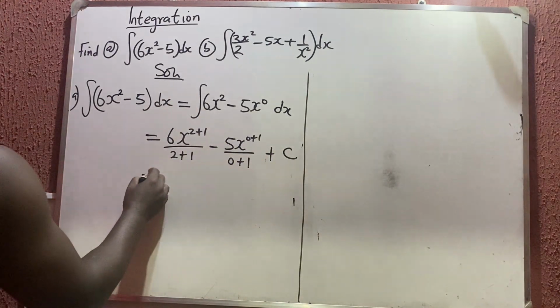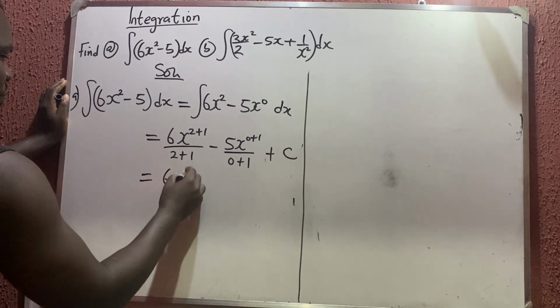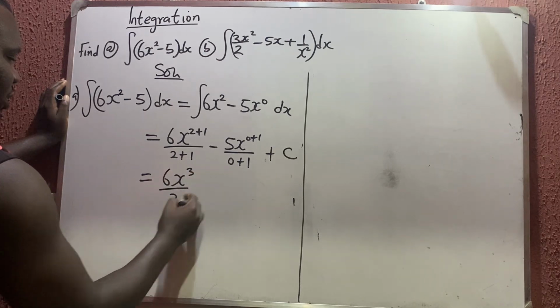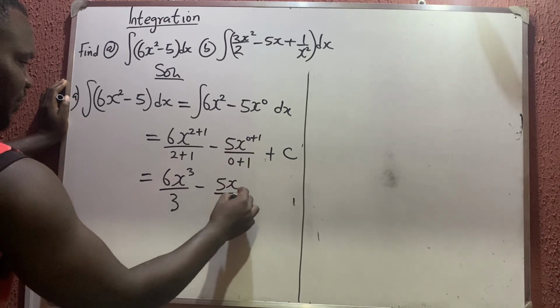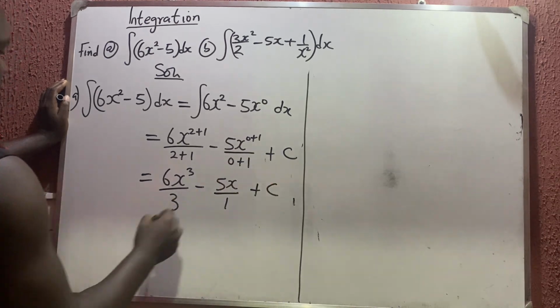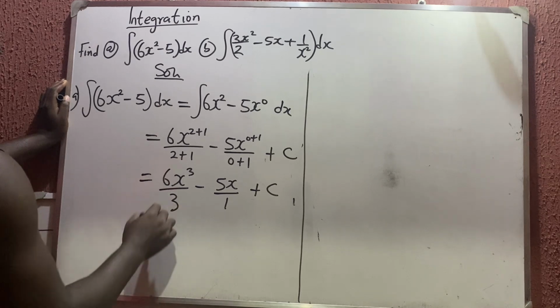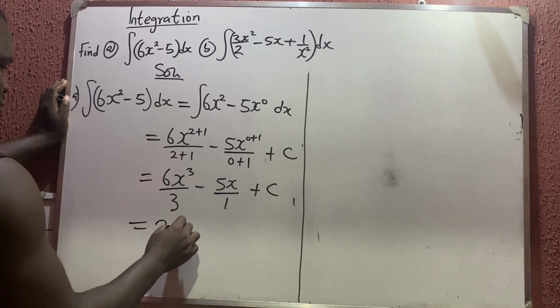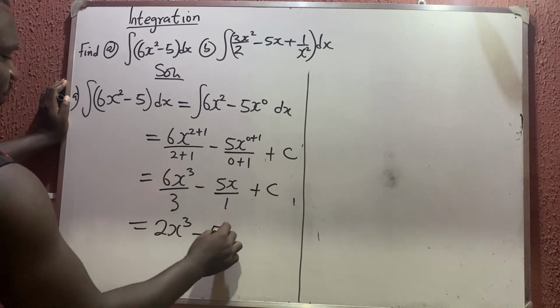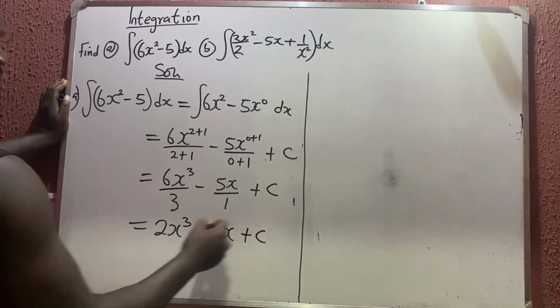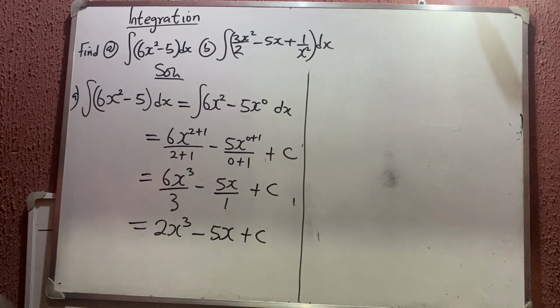So this is simply 6x raised to power 3 divided by 3, minus 5x. This plus this is 1, so divided by 1, then plus a constant. So I'm going to have 2x raised to power 3 minus 5x, then plus a constant. So that is the answer to that.